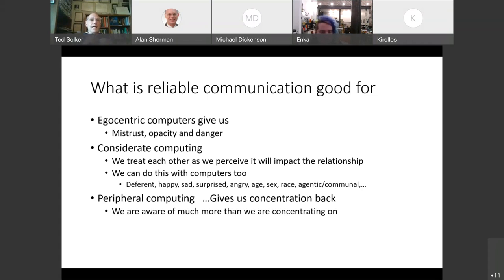Anyway, I'm just seeing that we are running low on time. I'm sorry. And the question of how to get rid of mistrust, opacity, and danger is through something I call considerate computing. How do we make systems that give us our concentration back, but also make us aware of what we're concentrating on has been the center of my research.